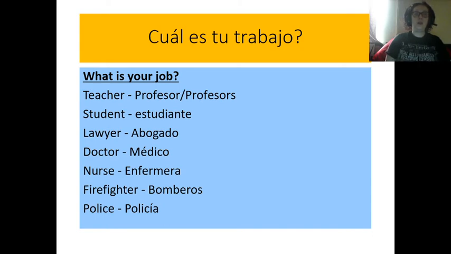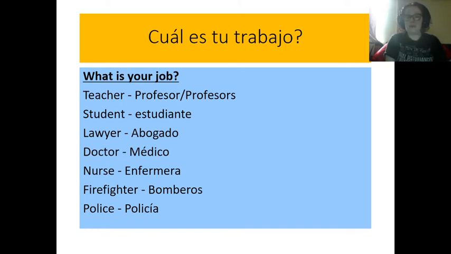For student, you would say soy estudiante. For lawyer, it's soy abogado. For doctor, this one's a little bit interesting because you can actually get doctor, but it is more common to see a doctor as médico. A nurse, enfermera. I love this word so much for firefighters. I don't know why, I just love it. Firefighter, so you would say, sorry, I apologise if you are saying this as a single person. I apologise, I do need to edit my slides slightly. It is bombero. Bombero or bomberos for plural.